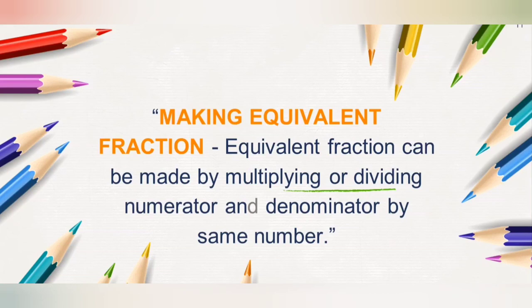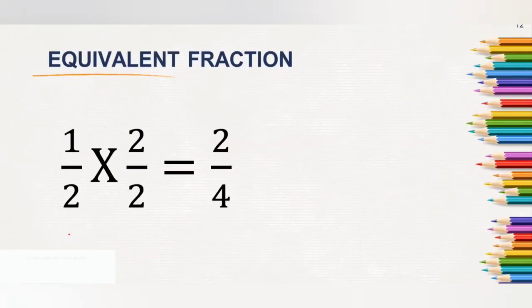Making equivalent fractions. How can we make an equivalent fraction? Equivalent fractions can be made by multiplying or dividing the numerator and denominator by the same number. Here, 1 by 2. We are multiplying 1 with 2, and also 2 with 2. Why? To get the equivalent fraction. Now, what does 1 by 2 mean? Out of 2 pieces, you are getting 1 part of it. Out of 2 pieces, you are getting 1 piece.